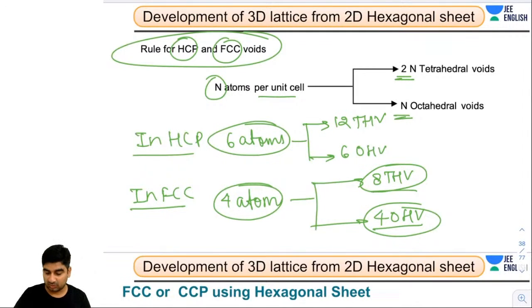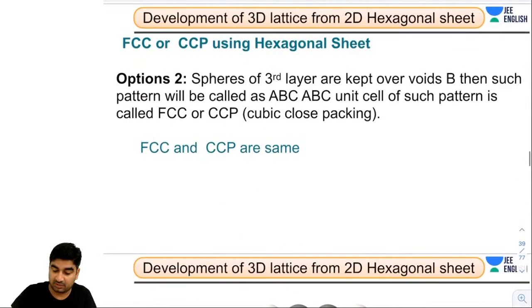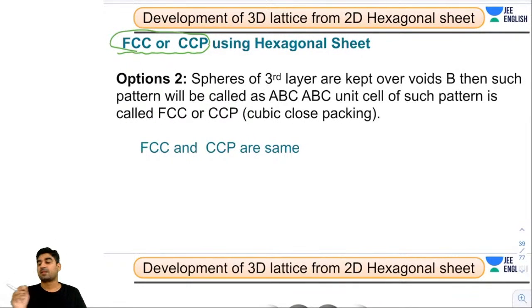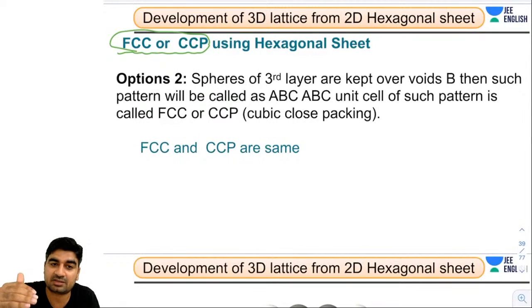Right? So now I'm moving ahead, guys. Now development of 3D lattice from 2D, and I'm going to make face centered cubic. So guys, if you remember, when I started today's class, I told you that face centered can be formed by a square sheet as well as a hexagonal sheet. I told you we can create the face center using a square sheet in the beginning of the class.